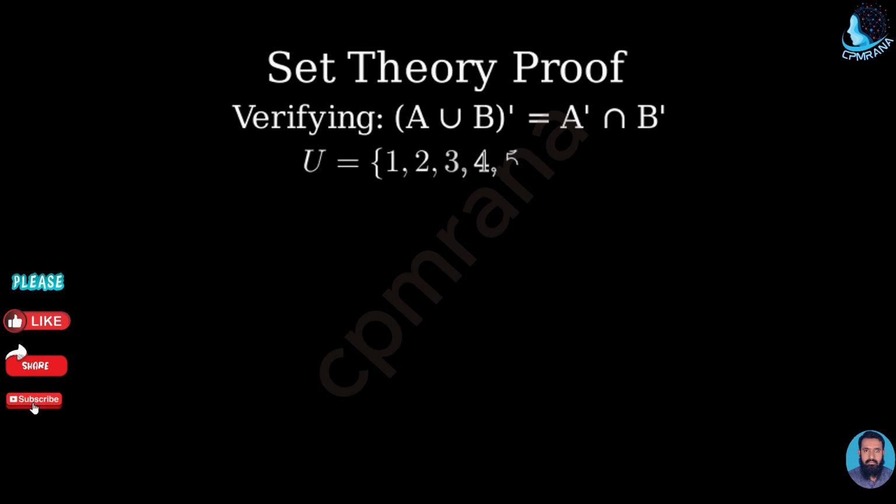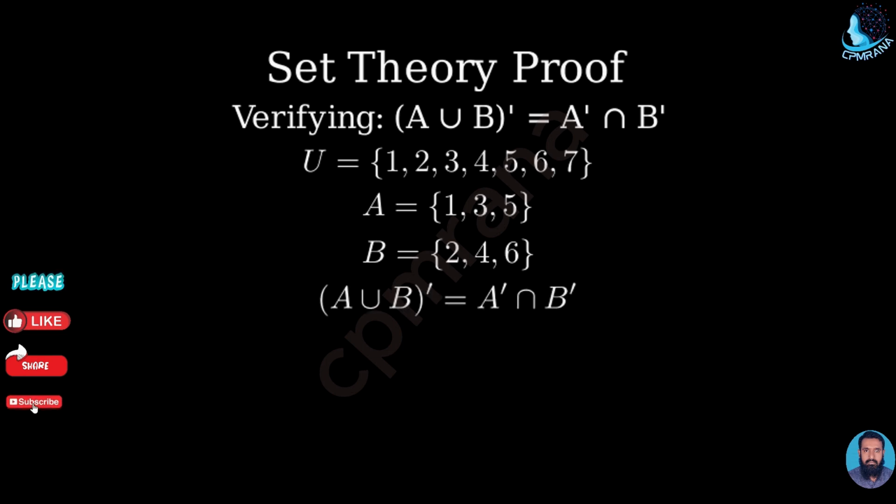Consider the universal set U defined as follows. U equals the set containing 1, 2, 3, 4, 5, 6, 7. We have two subsets. A equals the set containing 1, 3, 5, and B equals the set containing 2, 4, 6. Our task is to validate the equation: the complement of A union B equals the intersection of A complement and B complement.